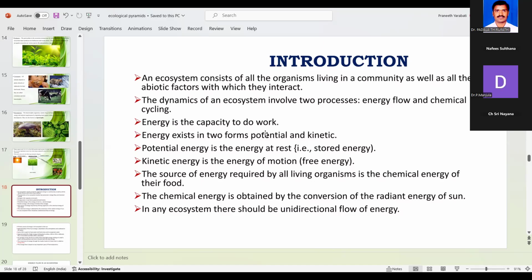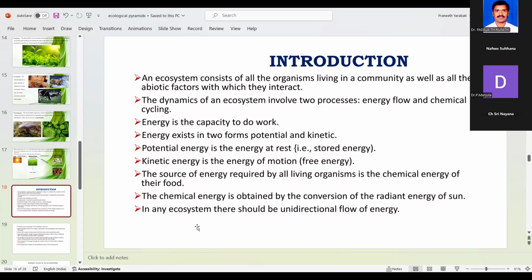Energy is the capacity to do work, and energy exists in two forms, that is potential energy and kinetic energy. Potential energy is the energy at rest, that is stored energy. Kinetic energy is free energy. The source of energy required by all living organisms is the chemical energy of their food, which is obtained by the conversion of the radiant energy of the sun.